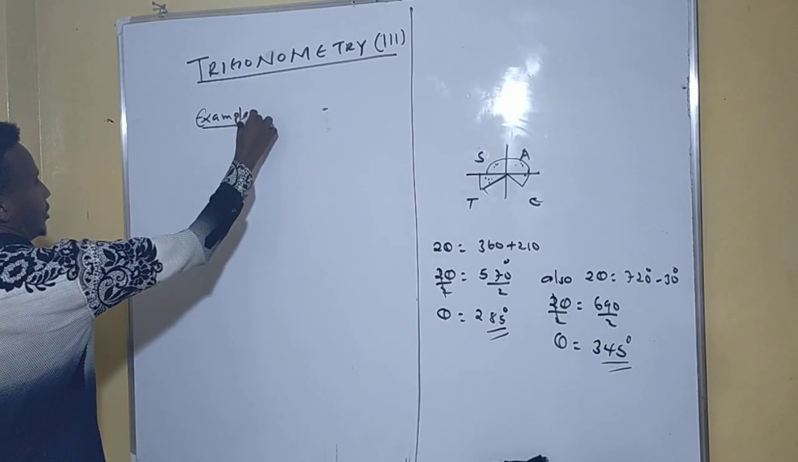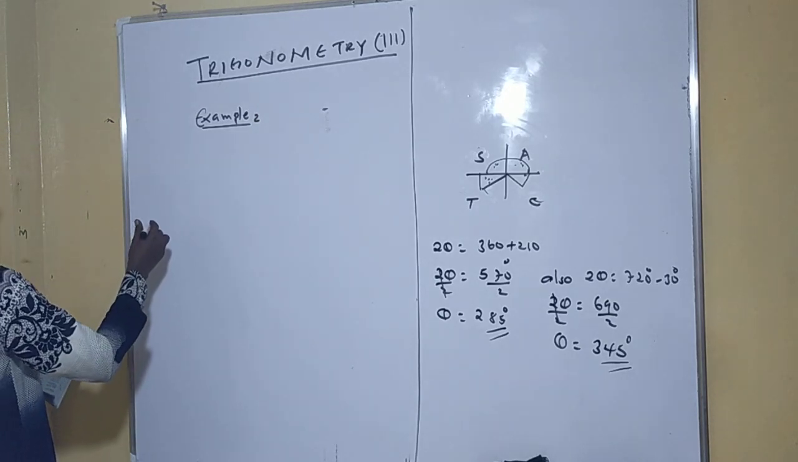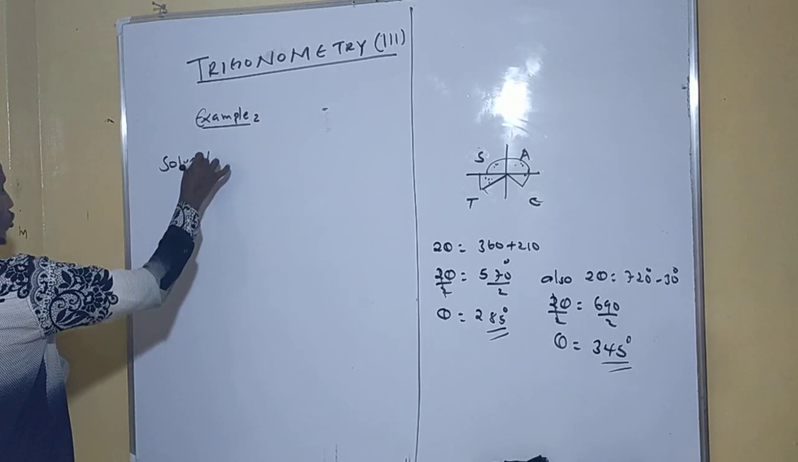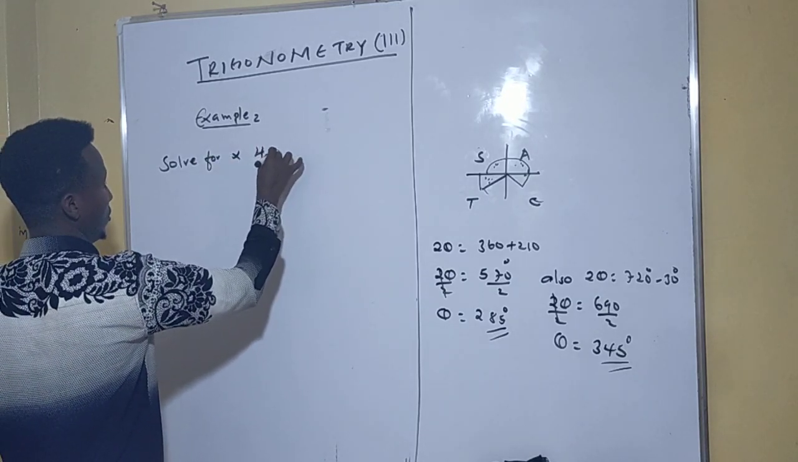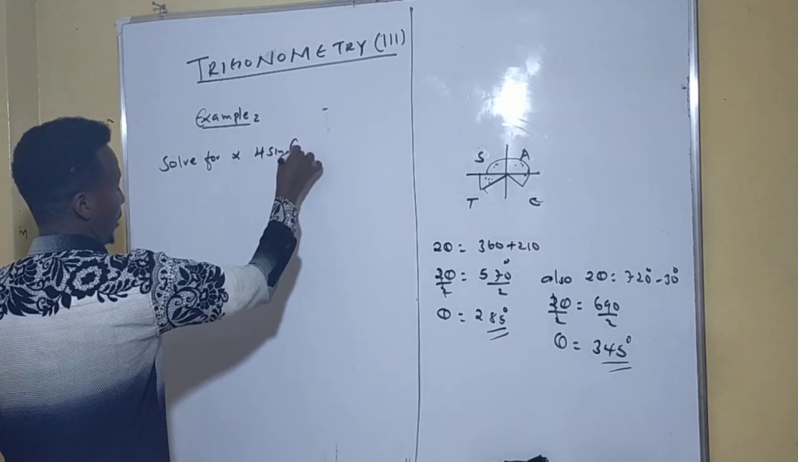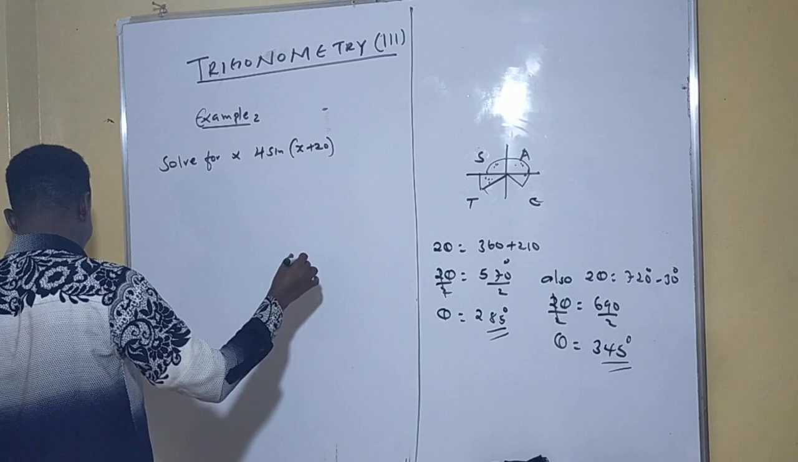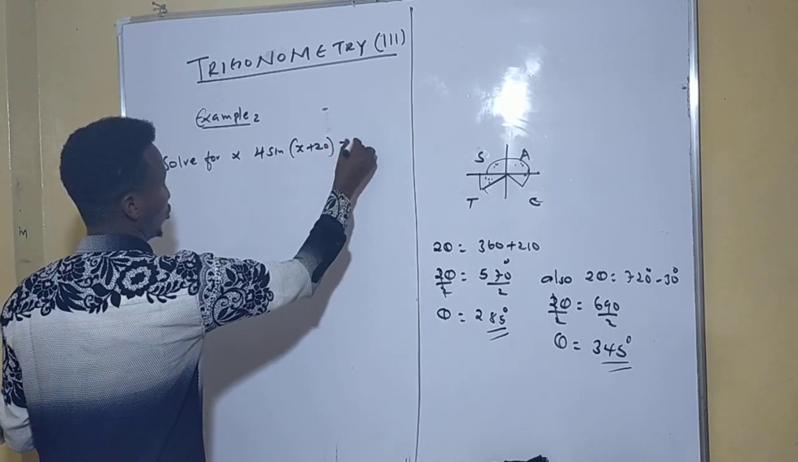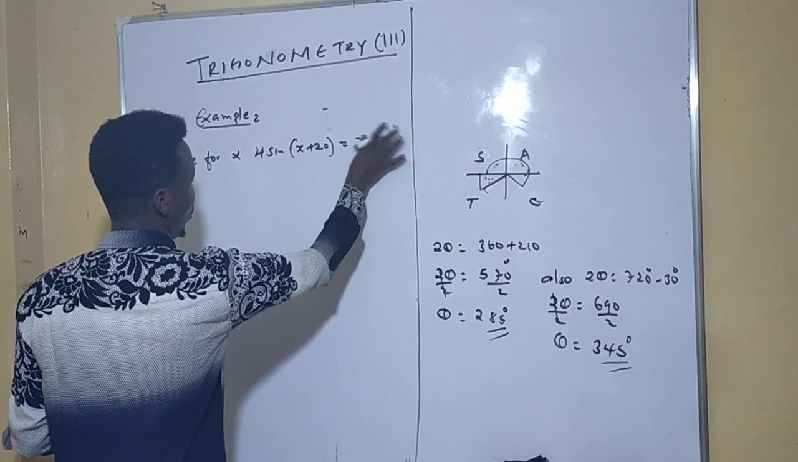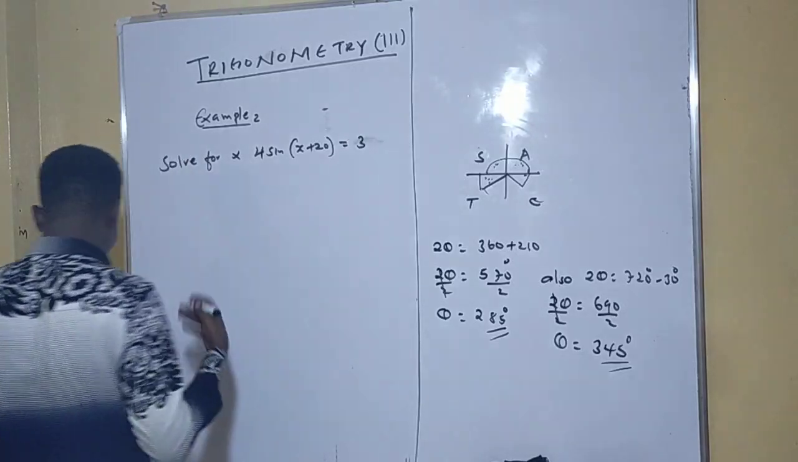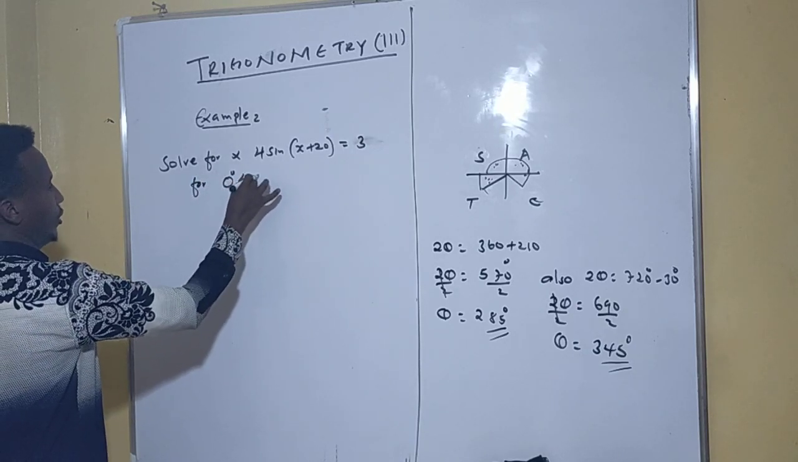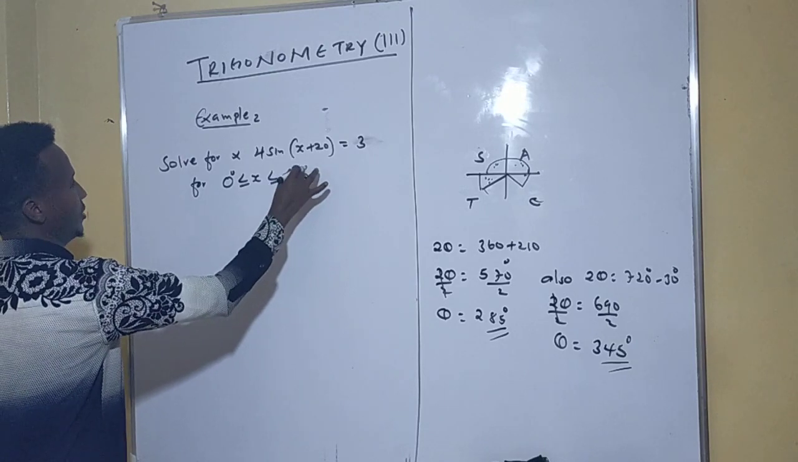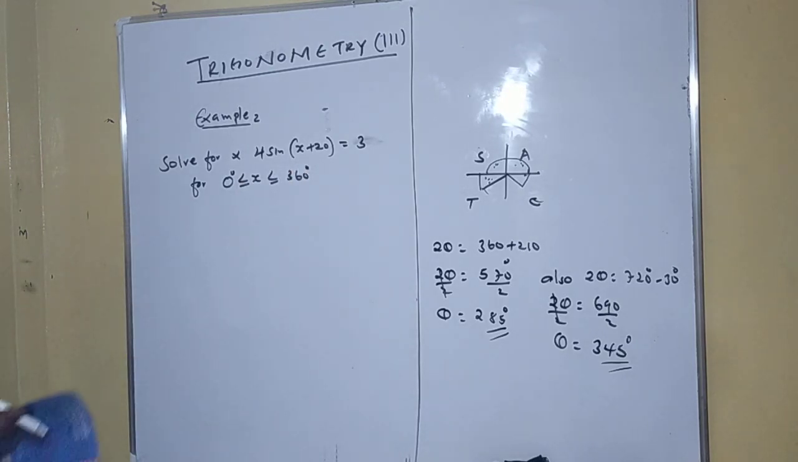You are told, this is example 2. Solve for x. Okay, we have 4 sine, open the bracket, x plus 20. Look here, x plus 20 is equal to 3. Just understand this. Then what else were you given? You are told 0 degree is less or equal to x is less or equal to 360 degree. Remember we work. But now the question here is, look at this question now.